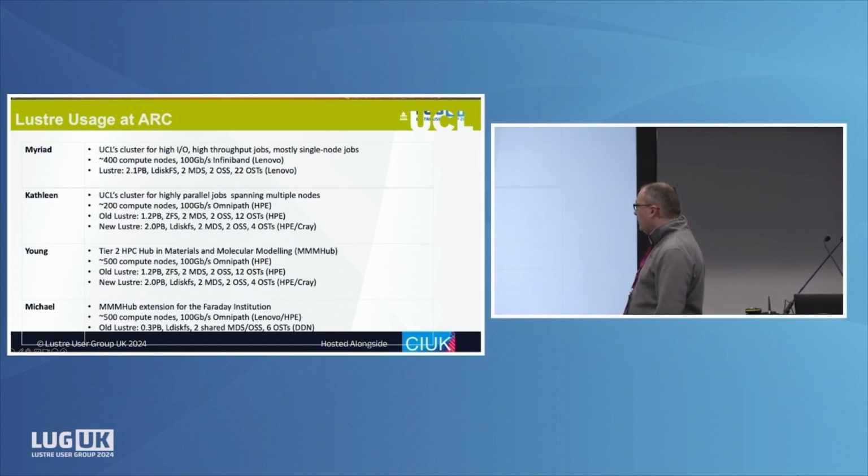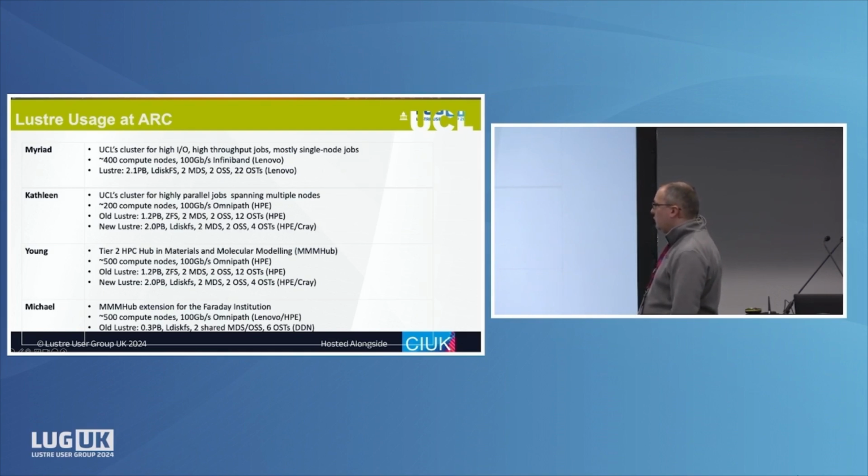So these are the systems which are currently in use. They have been progenitor systems, but details about these have been lost to time. So Myriad is the university's cluster for high I/O, high throughput jobs, mostly single node jobs or smaller. Has about 400 compute nodes with a 100 gig Infiniband network. The Lustre is around 2 petabyte on LDiskFS.